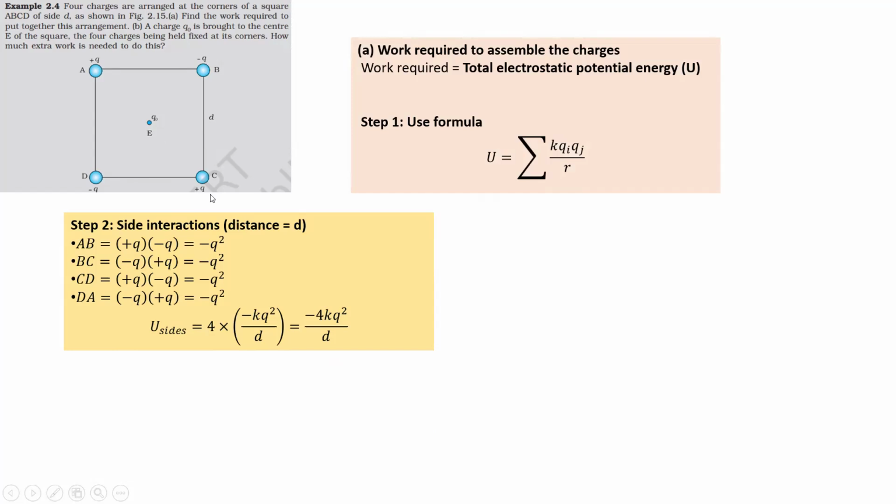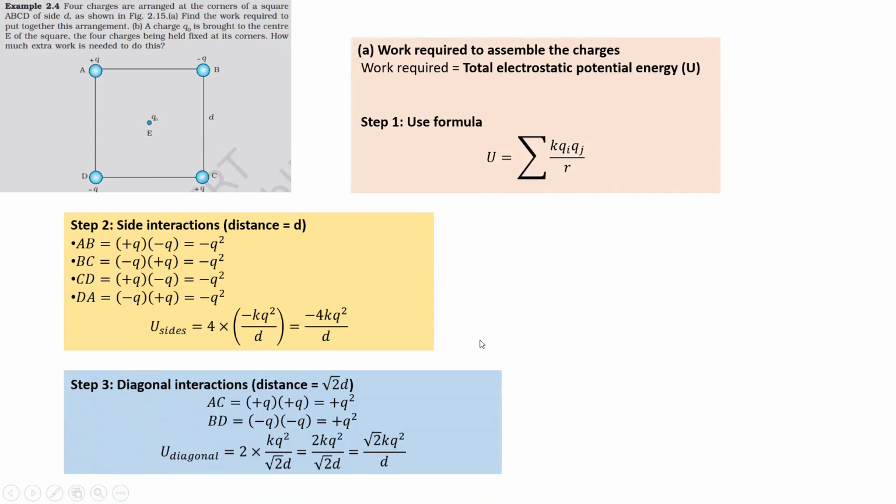Now between B and C, minus Q and plus Q, that is also minus Q square. Between C and D, that is also minus Q square. Between D and A, that is also minus Q square. So energy due to AB, BC, CD and DA, total 4 terms. These all 4 terms are equal. Therefore, energy due to sides is given by 4 into minus KQ square divided by D. That is minus 4KQ square by D.